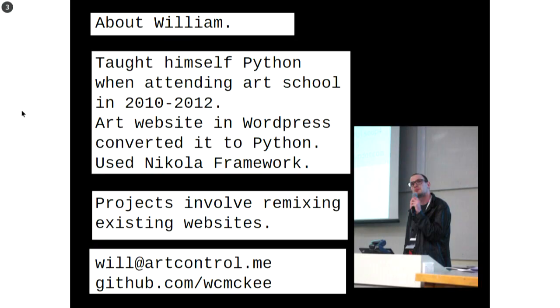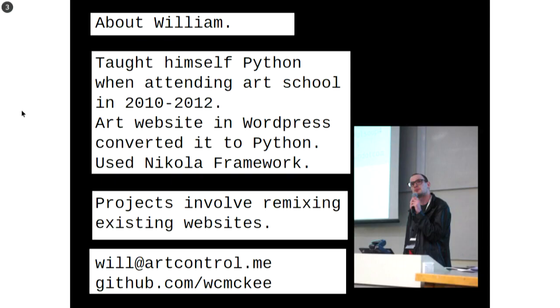Okay, a bit about me. I trained as an artist, so I went to art school down in Wellington. While I was going to art school, I taught myself how to code, basically to help my productivity with my artwork. I have an art website still, but it was in WordPress, and I switched across to using Nikola, using Python for it instead, which was a very good move. A lot of my Python projects involve working with existing websites, remixing them and such. I do a lot with APIs, mostly web-based stuff. That's my email there, will@artcontrol.me, if you want to get hold of me, and there's my GitHub as well.